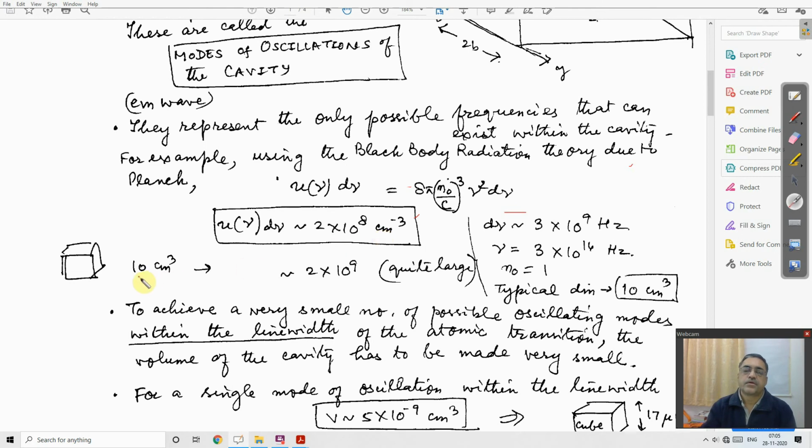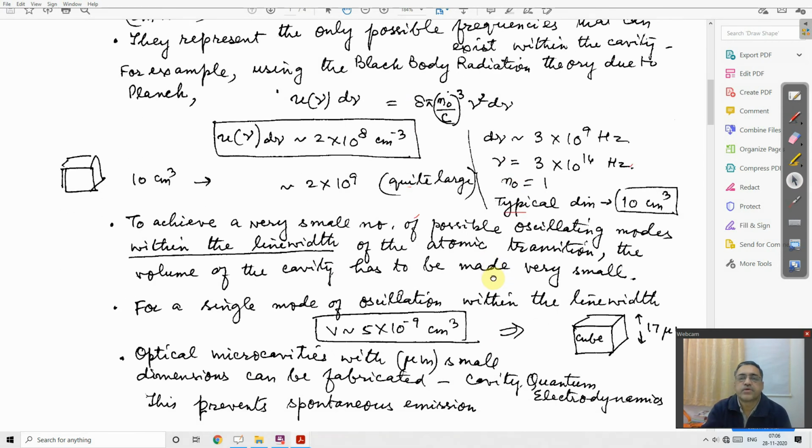For a 10 centimeter cube cavity, we see how many modes can be set up: 2 into 10 to the power 9, which is quite a large number. So for typical dimensions of a cavity, as we have assumed, to achieve a very small number of possible oscillating modes within the line width of the atomic transition, the volume of the cavity has to be made very small. We shall shortly see this also.